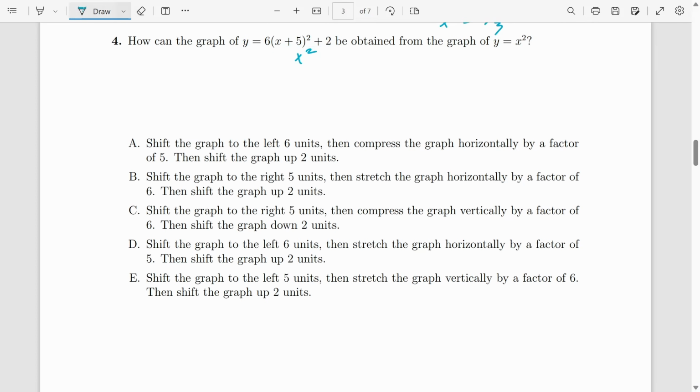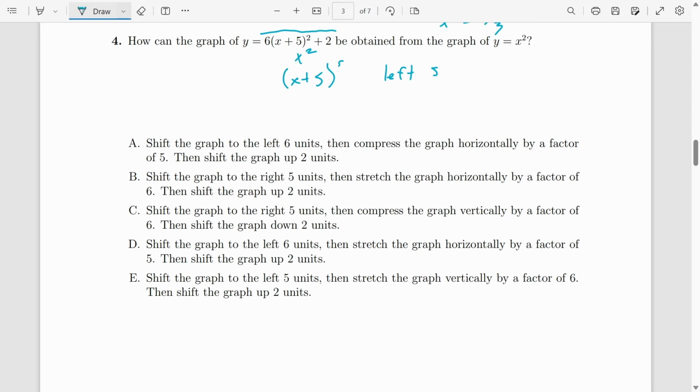So for transformations, they always act inward and then go outwards. So in order to get it to look like this, it looks like the first thing we'd do is we would add 5 on the inside. So this would become x plus 5 squared instead. And what that does is, whenever it's on the inside like that, it's always horizontal. And since it's a plus, it means we're moving left. So what this means is we move left 5 units. I'm not even going to write units. We'll just put left 5. So now we have that.